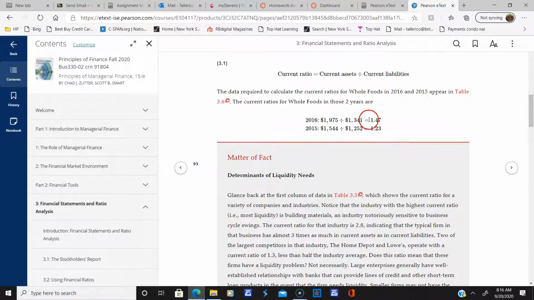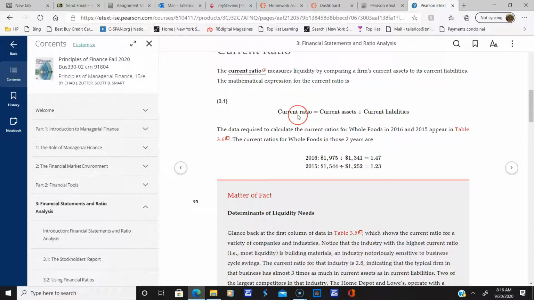The first one I want to do is called the current ratio. The majority of these numbers, or practically all of them, will come off of the balance sheet and the income statement. The job is not to do the simple division. The job is to understand where these numbers came from and how to apply them and use them to determine if your company does or does not have problems.